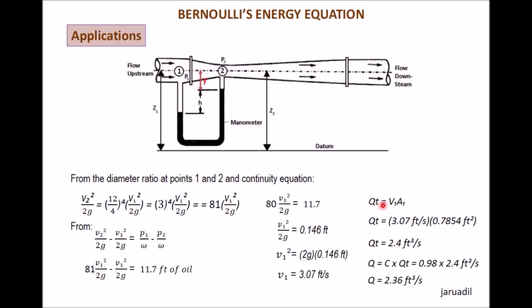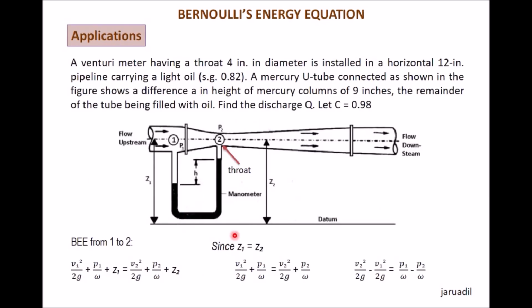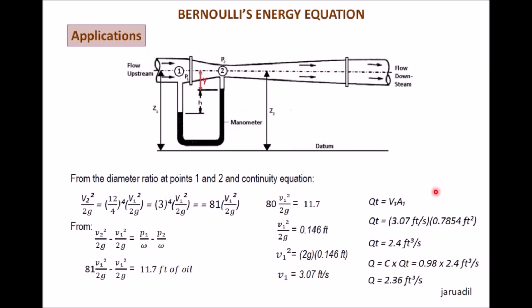So, this is the theoretical Q. Knowing v1 is equal to 3.07 feet per second, and A sub 1 is 0.7854 feet square. So, nakuha naman natin yan sa given, knowing the diameter at point 1 is equal to 12 inches. So, if you convert the cross-sectional area of 12 inches pipe using diameter equal to 12 inches, so area of 1 is 0.7854 square feet. So, you multiply this, then you have the theoretical Q, 2.4 cubic feet per second.